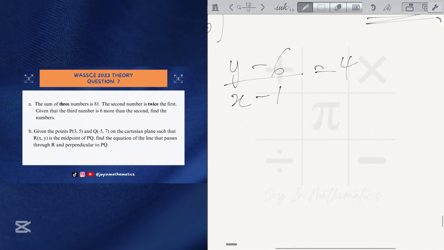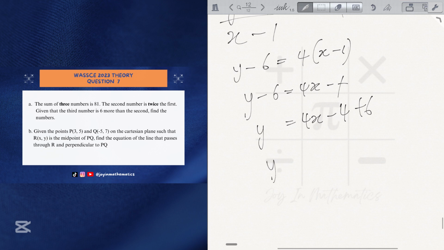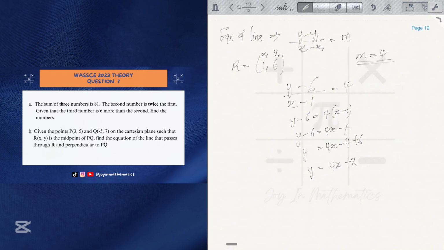So with this we can cross multiply. So we'll have y minus 6 is equal to 4 into x minus 1. Y minus 6 is equal to 4x minus 4. So in view of this, we will bring minus 6 to the right hand side. So we have y is equal to 4x minus 4 plus 6. So we'll have y is equal to 4x plus 2. So with this we have the equation of the line.